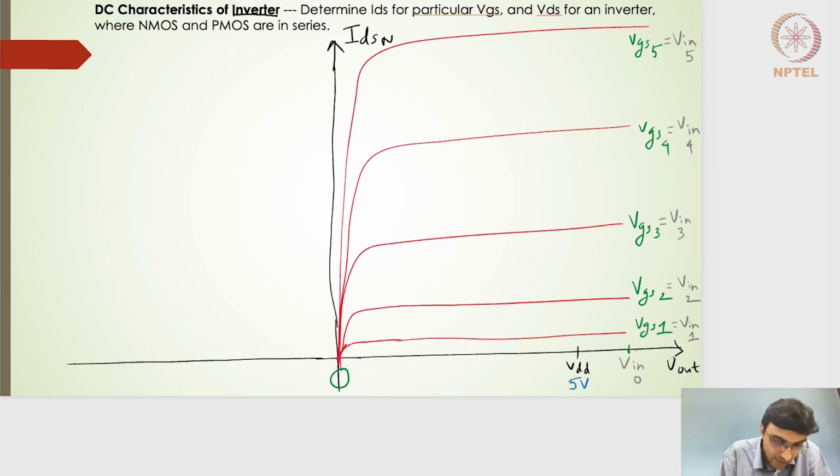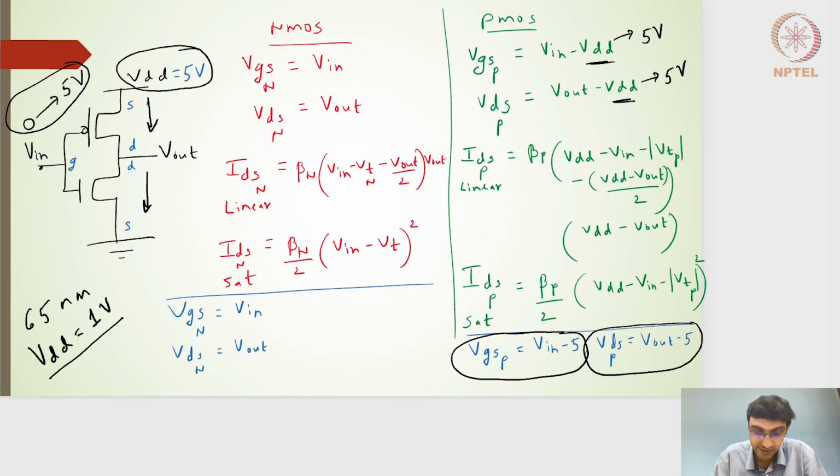So if I go back to the previous slide, what we really want is the current here, which is the same because both the transistors are in series, right? With respect to the different V output voltage, for specific values of V input voltage. Right, what we really want is an inverter. If I apply an input here, what should be the output voltage and what should be the current? That's what we want.